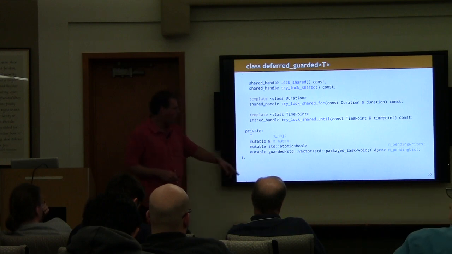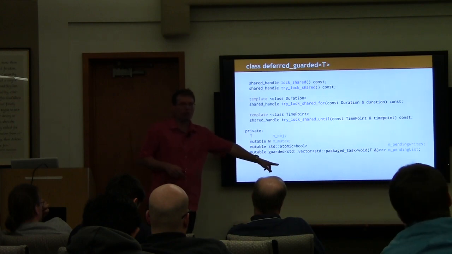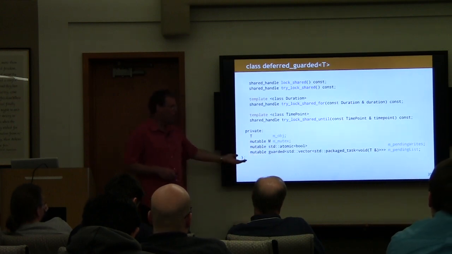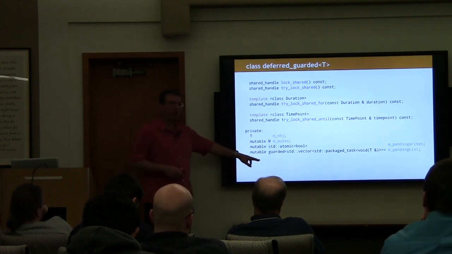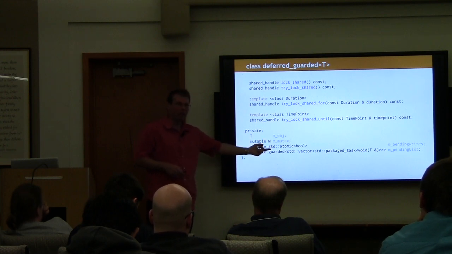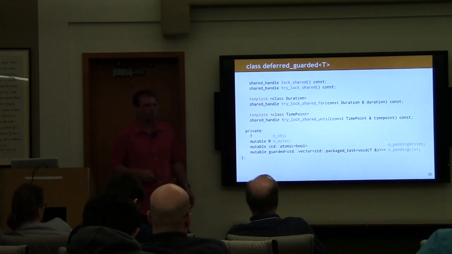If it fails, it will put that modification on the deferred queue, where later, at some later access, it will say, okay, are there any pending writes? Can I lock this mutex exclusively? I'll do the deferred writes now. Does that answer your question? Yeah.